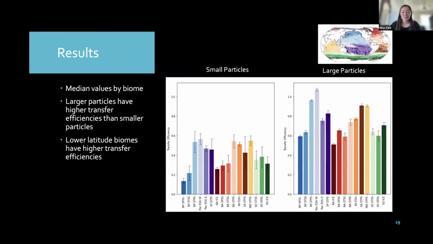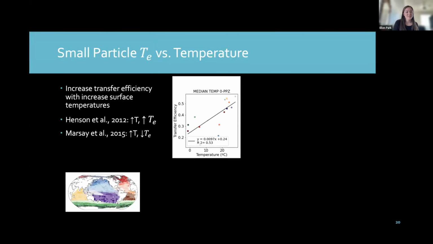And so we can see when we're doing these comparisons by biome, we're seeing that the larger particles have a higher transfer efficiency than the smaller ones, which we would expect because the larger particles are likely heavier and therefore can sink through the water column faster, escaping remineralization and therefore transferring more carbon effectively or efficiently. And for the small particles, they're lighter so they can undergo more remineralization. We're also seeing this trend where at lower latitudes, or the lighter shades, we're having higher transfer efficiencies than the higher latitudes.